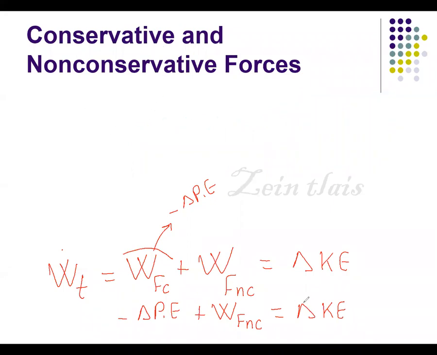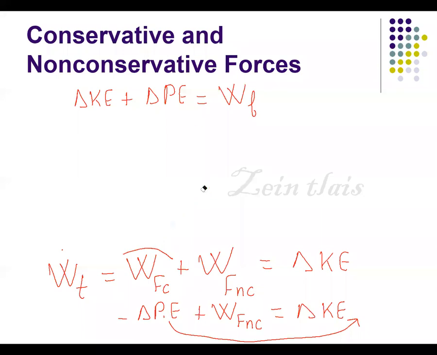So we put here delta potential, we get finally delta kinetic energy plus delta potential energy equals omega of F non-conservative. In our case here, we talk about small f. Okay.